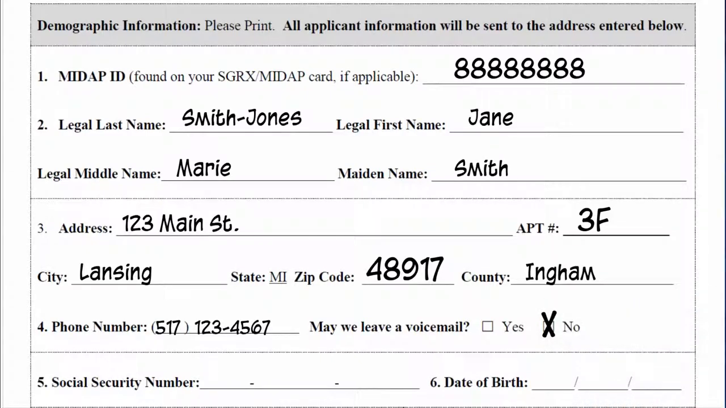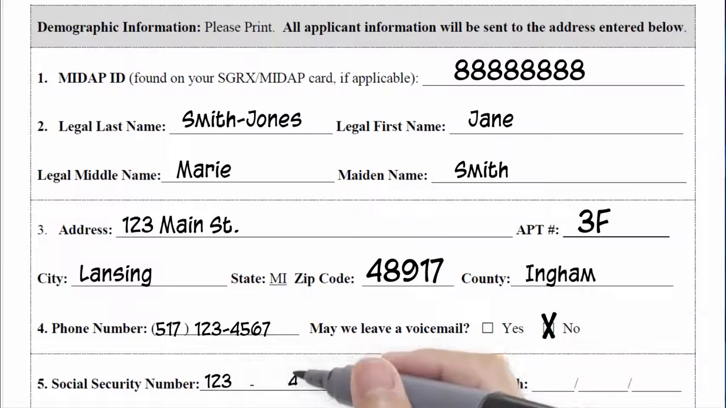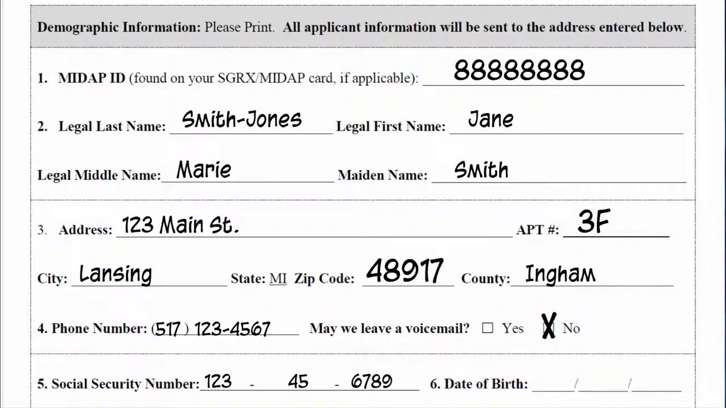Question 5 is where you write your Social Security number. Without this, your application may take longer to process. In question 6, you will write your date of birth, including month, day, and year.